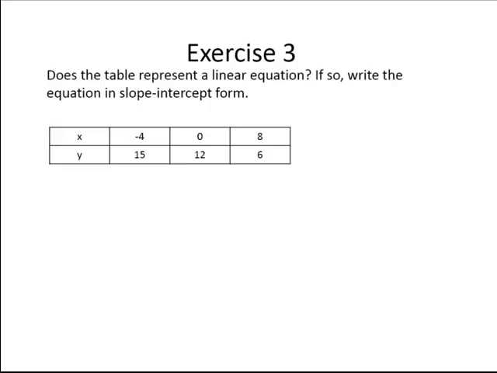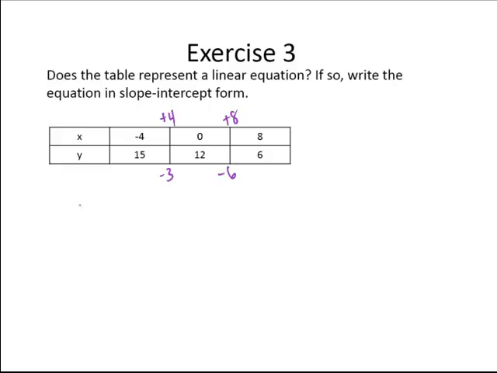Now if we look at exercise 3, in our table of values, if we aren't careful, we might say this isn't linear, because first we're increasing by 4, and then by 8, and first we're decreasing by 3, and then by 6. It doesn't look linear. It doesn't look like the previous ones.